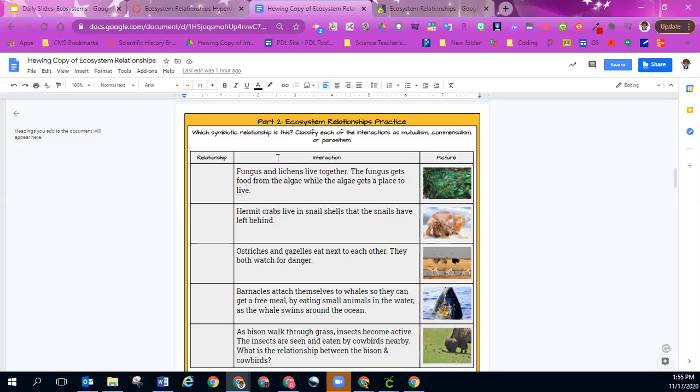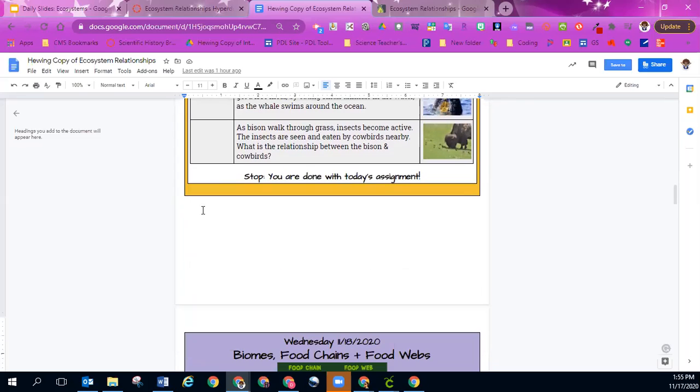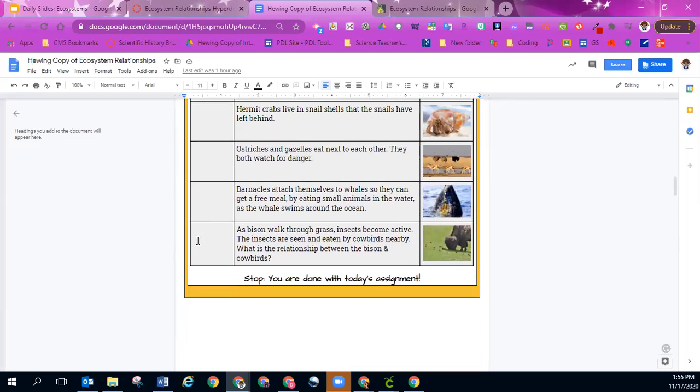You're going to identify which one is which by typing it in this box right here for the examples, and then you will be done with today's assignment.